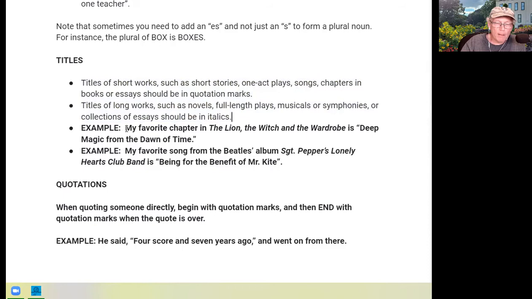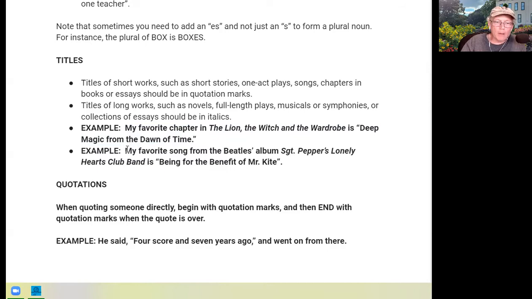But here's an example. My favorite chapter in the novel, therefore italics, The Lion, the Witch, and the Wardrobe, is "Deep Magic from the Dawn of Time." The chapter is in quotation marks. The novel is in italics.